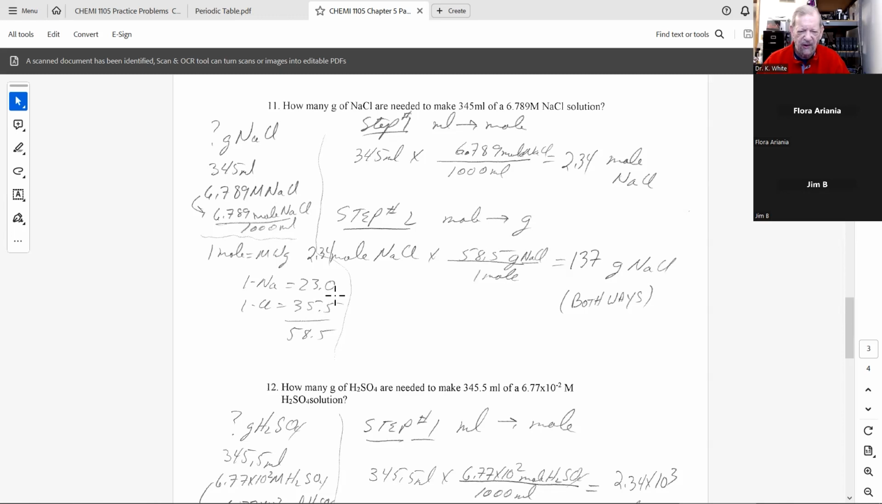Sodium is 23.0. Chlorine is 35.5. Add them up, you get 58.5. Remember, when you're adding, you get the same number of significant figures to the right of the decimal as the number with the fewest significant figures to the right of the decimal. In this case, they're both 1, so you don't have to do any rounding off. And we put 58.5. It's 3 significant, the 1 in 1 mole is an exact number. And my answer should have 3 significant figures.